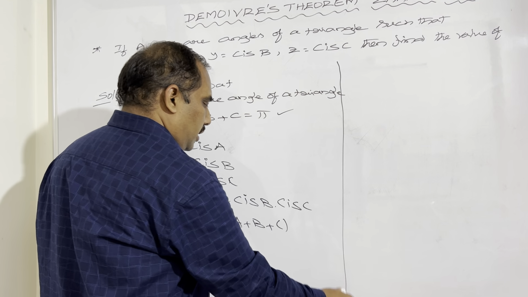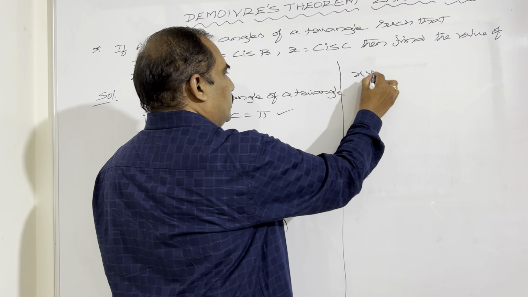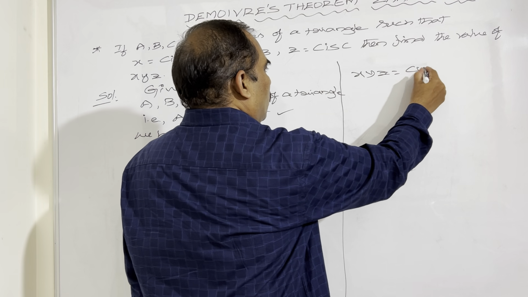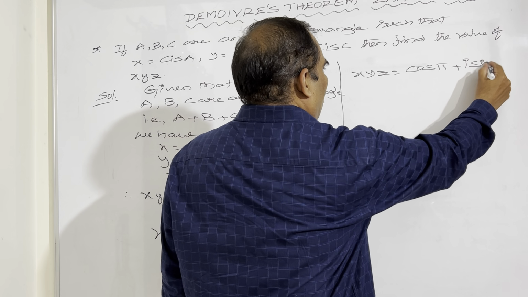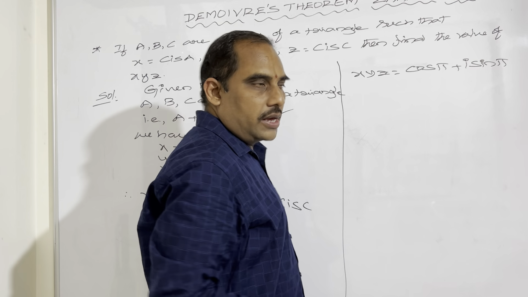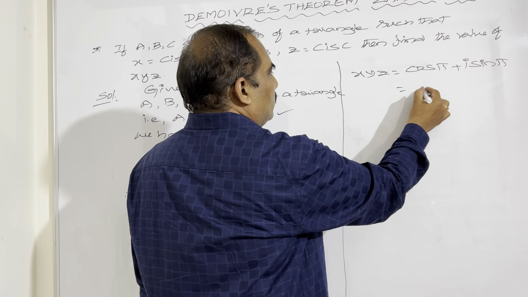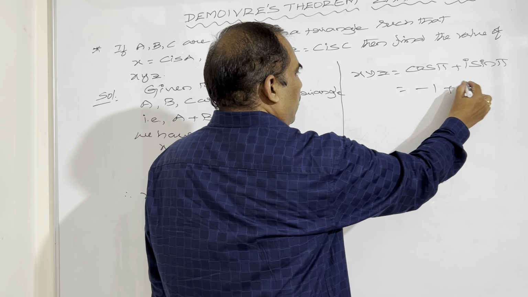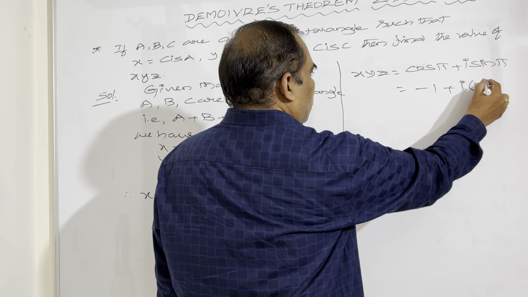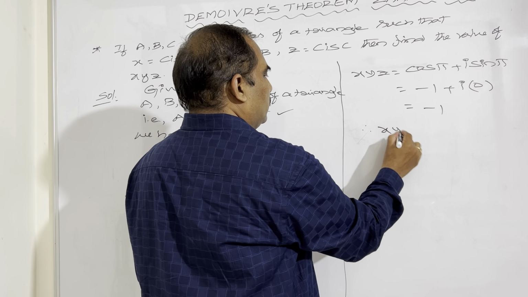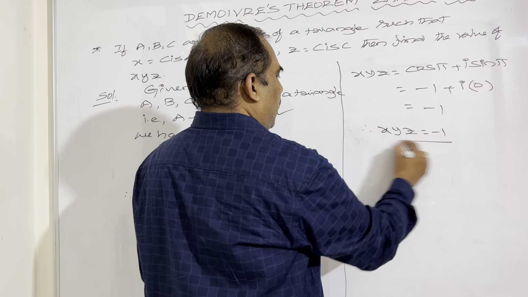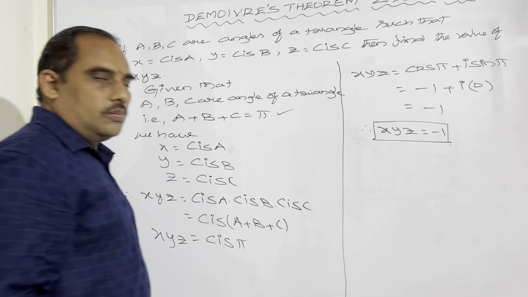It can be written as xyz is equal to cos pi plus I sin pi. We know that cos pi is -1 plus I into sin pi, whose value is 0. So this is equal to -1. Therefore xyz is equal to -1. Like this we can prove.